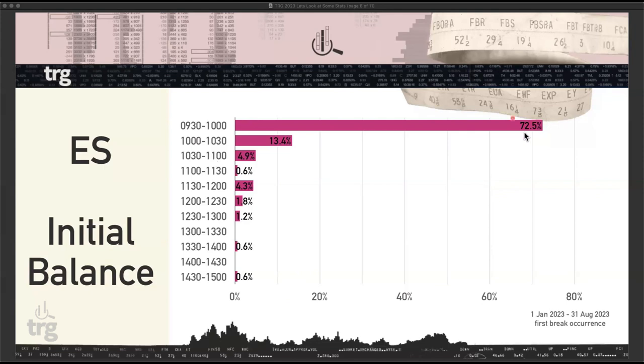Look at this. 73% of the time, we break the first hour's range in the next half hour after it's formed. Sometimes that happens because we're so close to it, bam, we just shoot through in the next second, the next minute. Another 13% of the time, it's between 10 and 10:30 Central. So within an hour of the first hour's range being formed, we've got 75, 85% likelihood that that range is going to break.